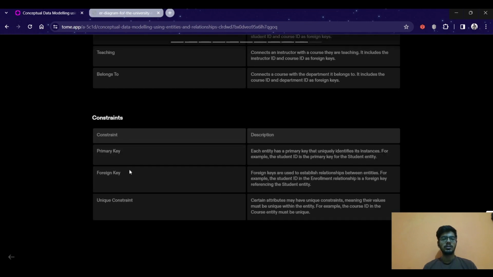The key constraints here: the primary key is the student ID. Foreign keys here are in enroll, where foreign keys establish a relationship between entities. For example, the student ID in the enrollment relationship is a foreign key referencing the student entity. And unique constraints: certain attributes may have unique constraints, meaning that values must be unique within the entities. For example, the course ID in the course entity must be unique.